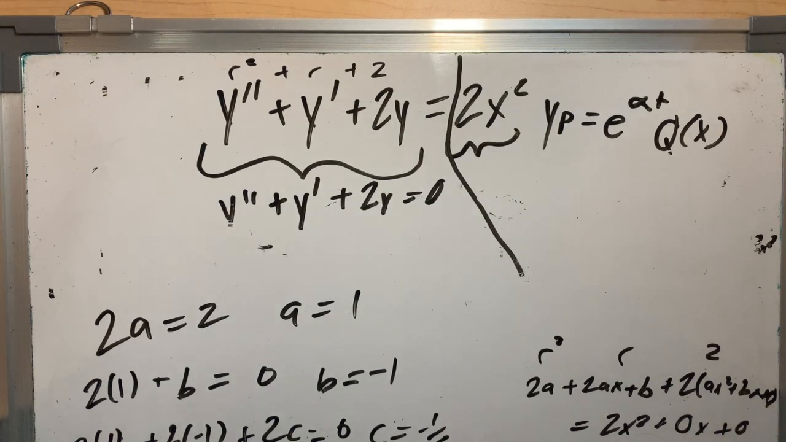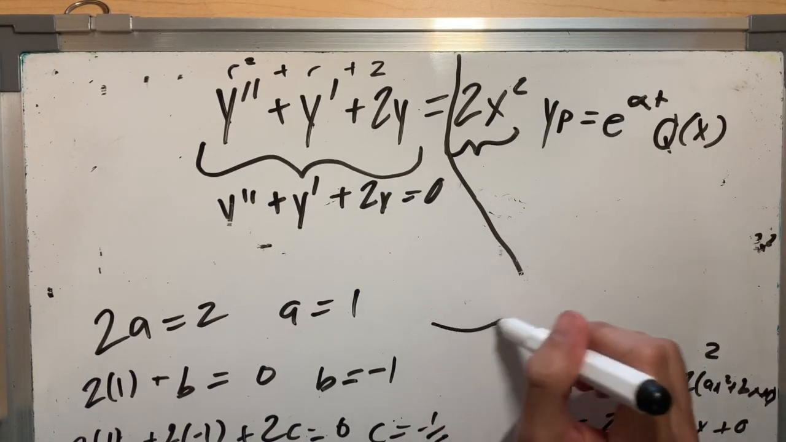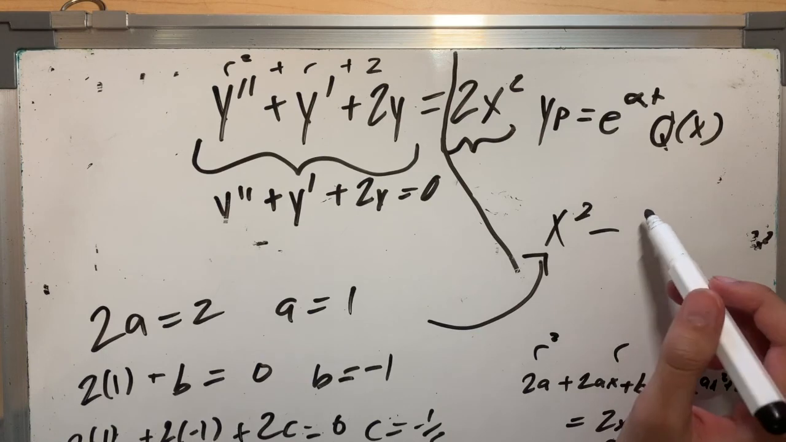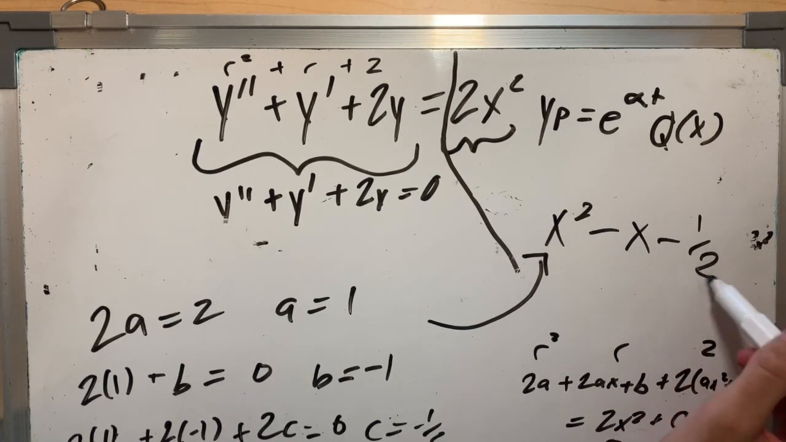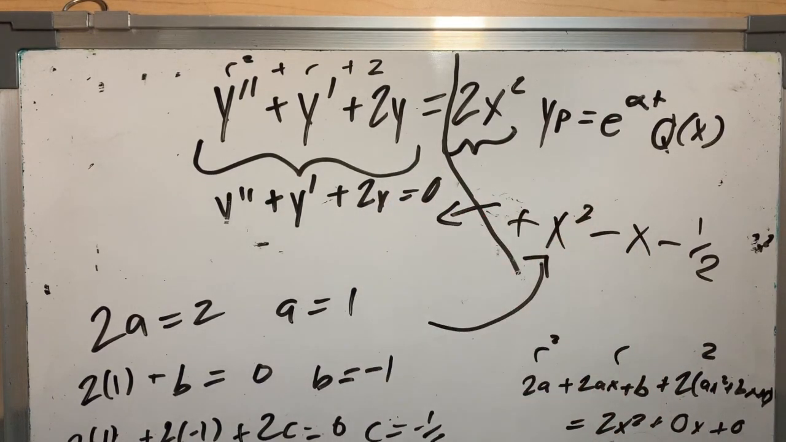So using this, we found a, b, and c. We plug that back into our polynomial. If you recall, ax squared plus bx plus c will be equal to x squared minus x minus a half. And we add that on to the solution of this homogeneous equation.